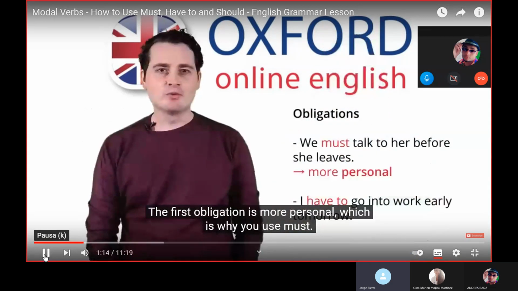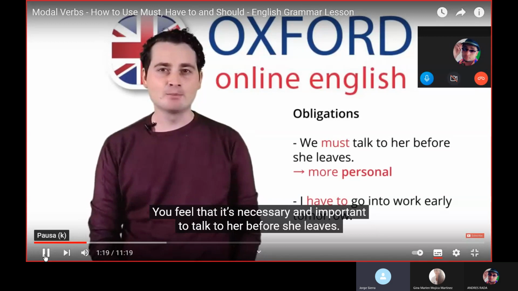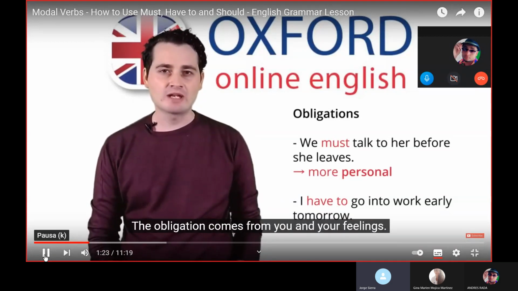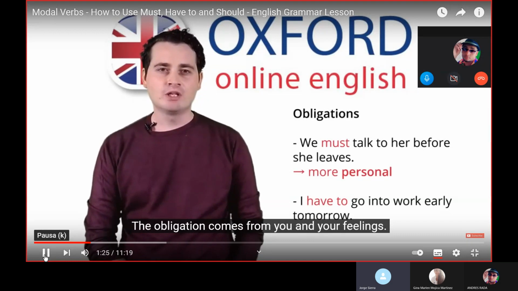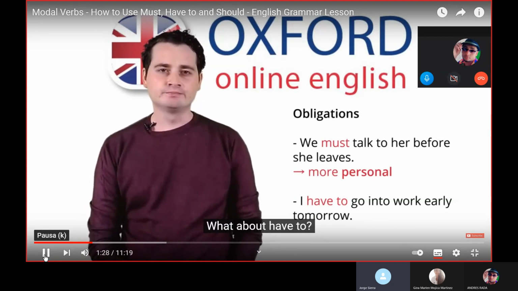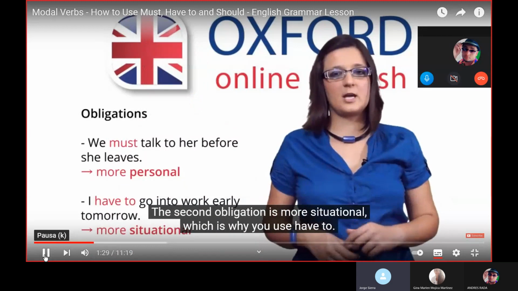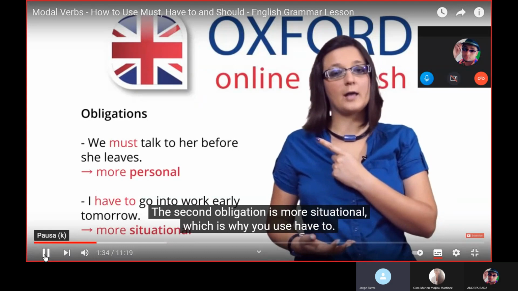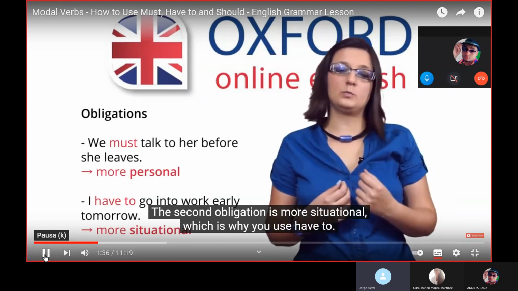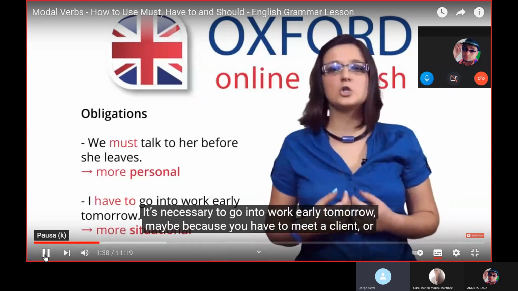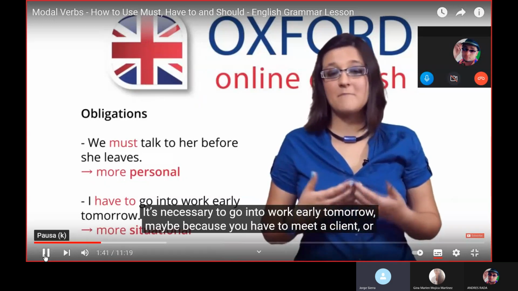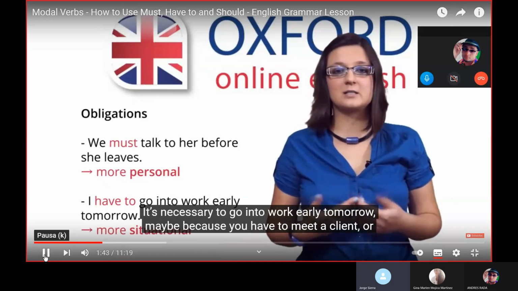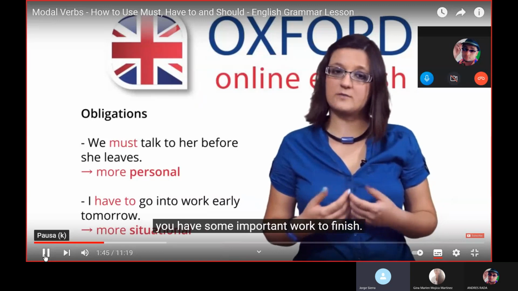The first obligation is more personal, which is why you use must. You feel that it's necessary and important to talk to her before she leaves. The obligation comes from you and your feelings. What about have to? The second obligation is more situational, which is why you use have to. It's necessary to go into work early tomorrow, maybe because you have to meet a client or you have some important work to finish.